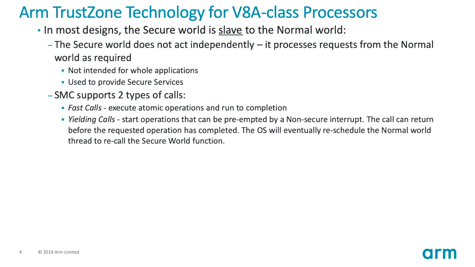The programming model, execution model for the secure world is that it doesn't act independently. It only acts on request, either via SMC from code or secure interrupts or some other hardware events. It's not intended for whole applications. It's intended for secure services that you've abstracted out of the applications you're running, and you implement those secure services in the secure world. They get control, perform whatever service it is, and return the result to the normal world through shared memory mechanisms.